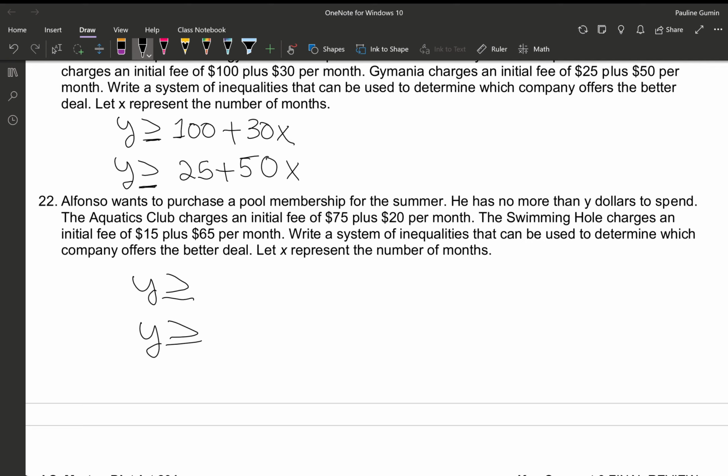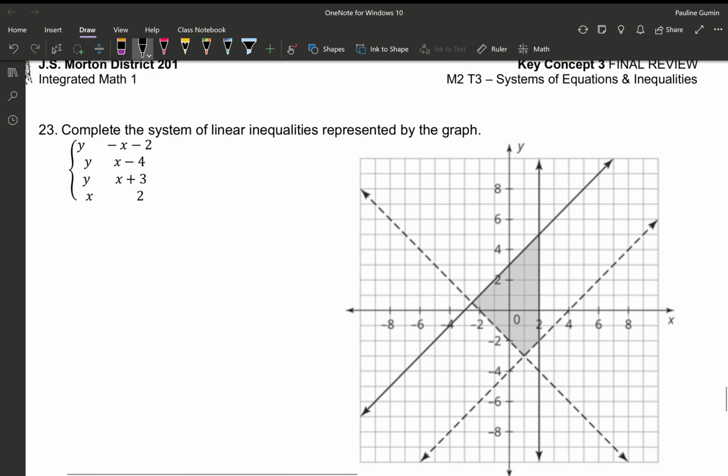Right, let's take a look at the aquatic club. The aquatic club charges $75 no matter what, plus $20 per month. Swimming hole charges $15 plus $65 per month. All right, not bad. Well, let's move on to our last two problems.